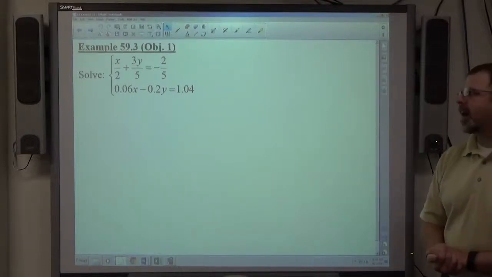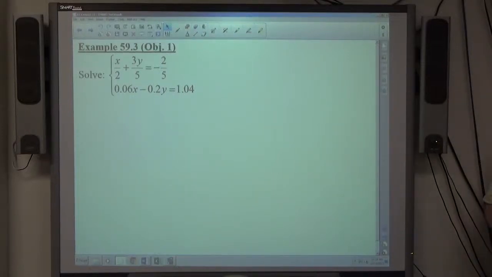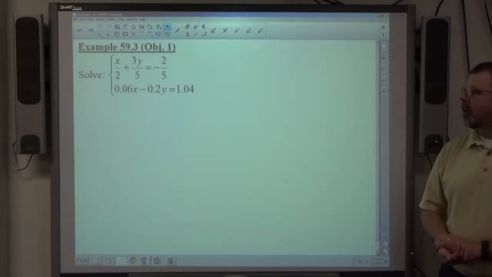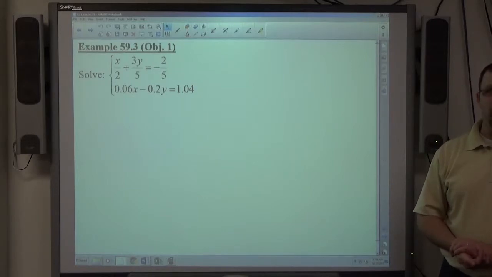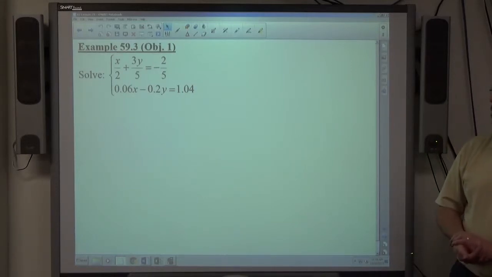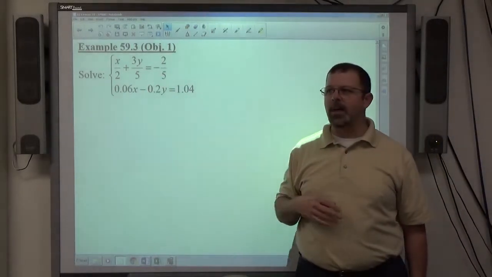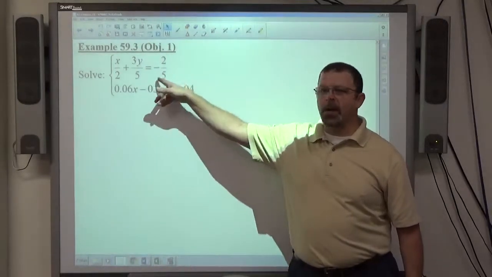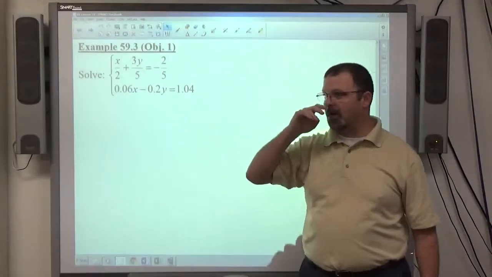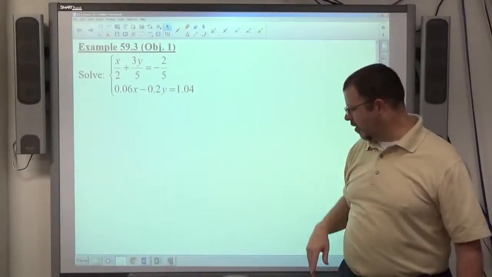3 from lesson 59. x/2 + 3y/5 = -2/5 and 0.06x - 0.2y = 1.04. We can solve this immediately the way it is if we wish, but it's really challenging to do that. It might be better to change the decimals to fractions or fractions to decimals. Sometimes, like these will be terminating decimals, it would be doable. But if it was repeating decimals, now it's more challenging.